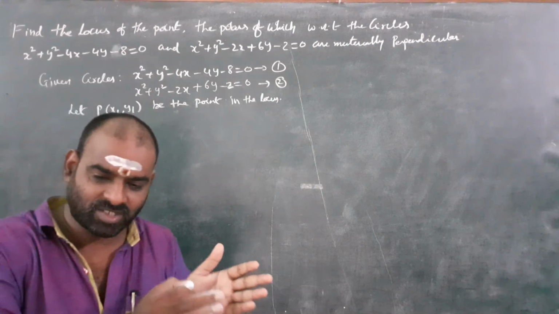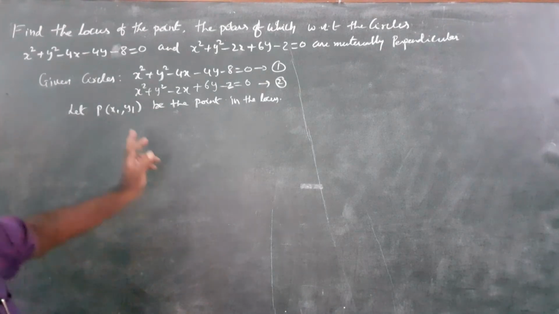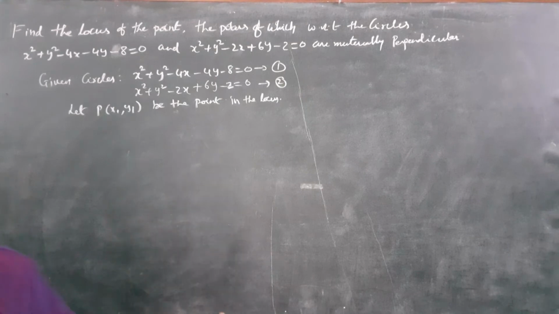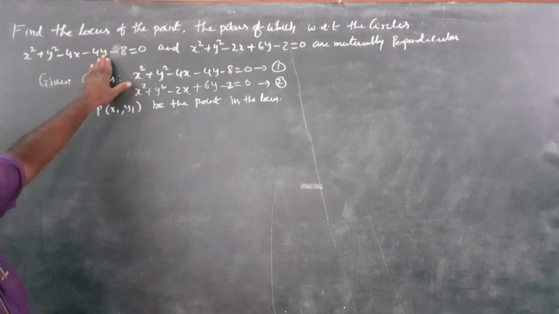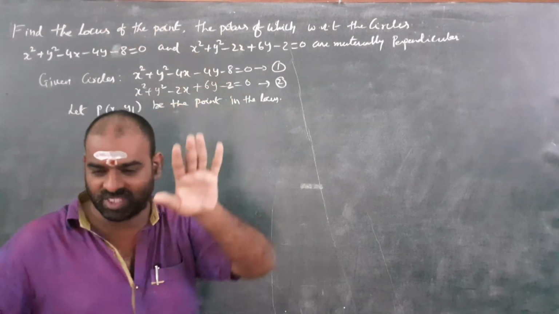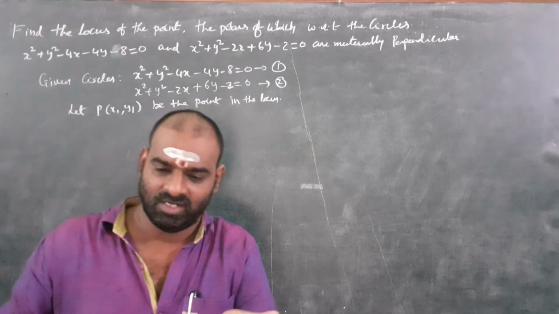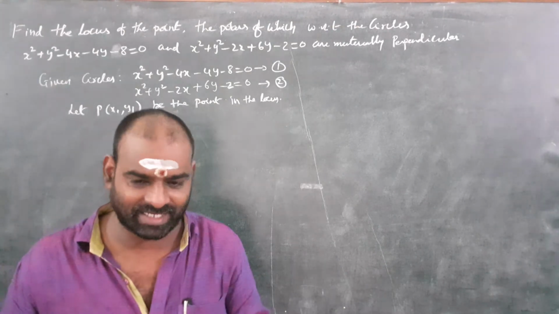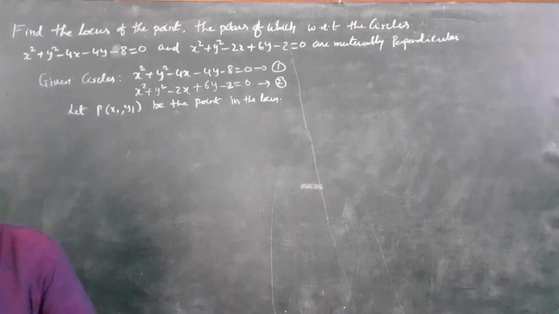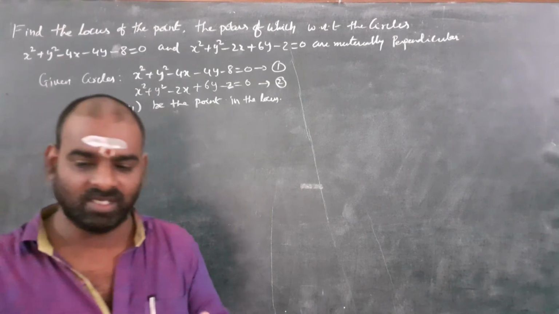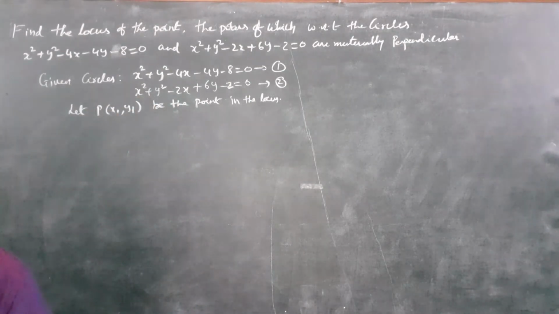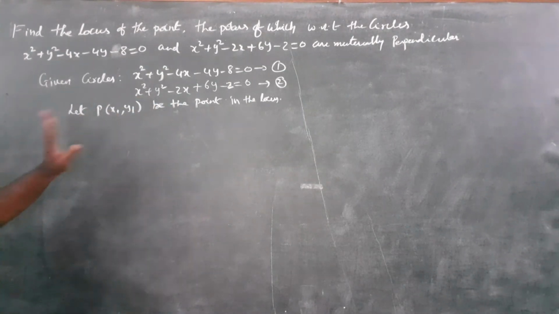of those group of points you have to take a point, let P (x1, y1) be the point in the locus. With respect to this point, you have to find the polar of this circle and this circle. If these two polars are mutually perpendicular, then what is the rule? Polar is nothing but a line. So if two polars, meaning two lines, are perpendicular, then what is the condition? The product of their slopes equals -1. If you do that, the product of slopes equal to -1, then you get the locus of P (x1, y1).